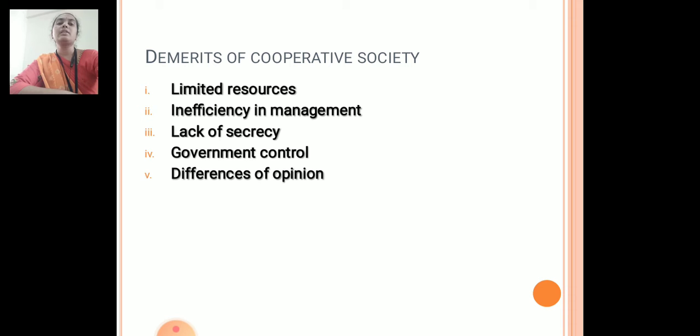Now we shall see there are certain disadvantages of this cooperative society. What are those? The first is limited resource. Students, this resource of cooperative society is nothing but the financial resource. It consists of the capital contributed by the members themselves. The members are going to contribute the capital, so it is very limited.